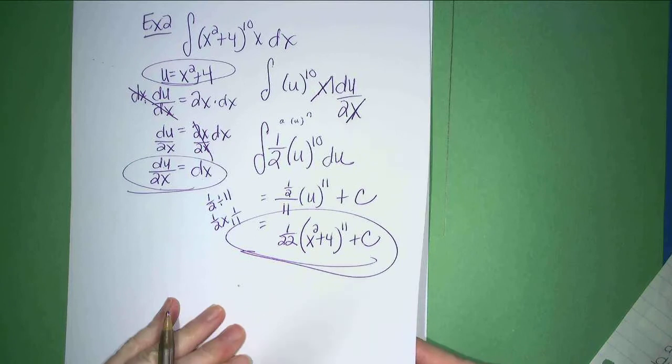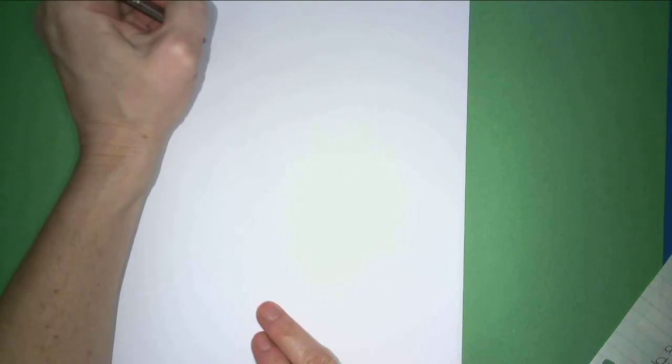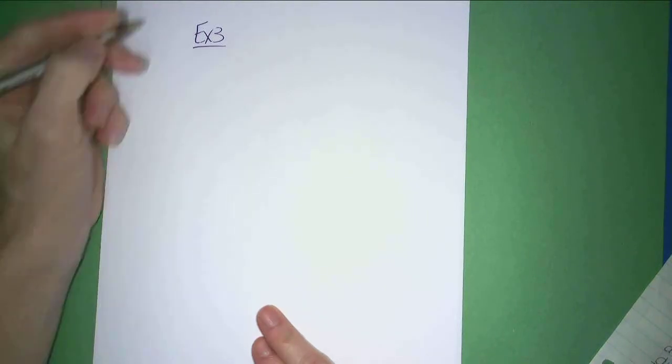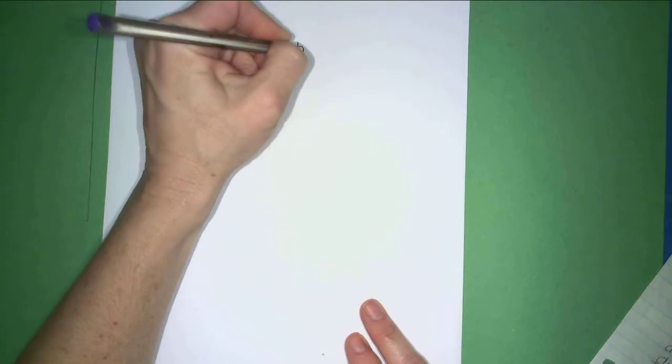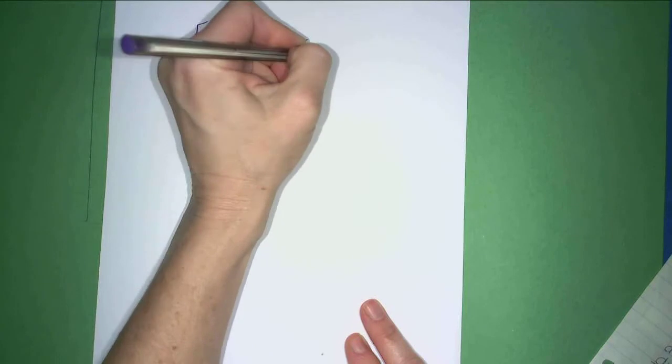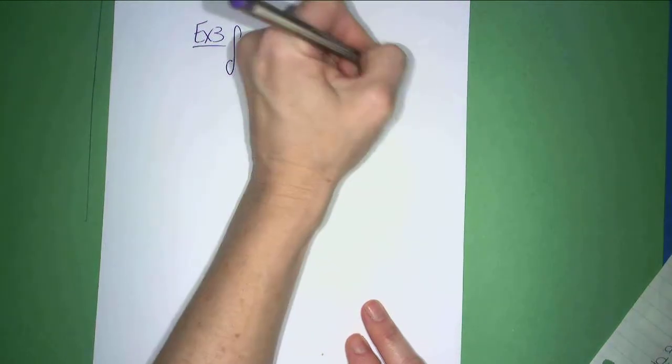Okay, let's do one more. Example 3. Let's antidifferentiate (x to the 3rd plus 6x) to the 5th power times (6x squared plus 12) with respect to x.